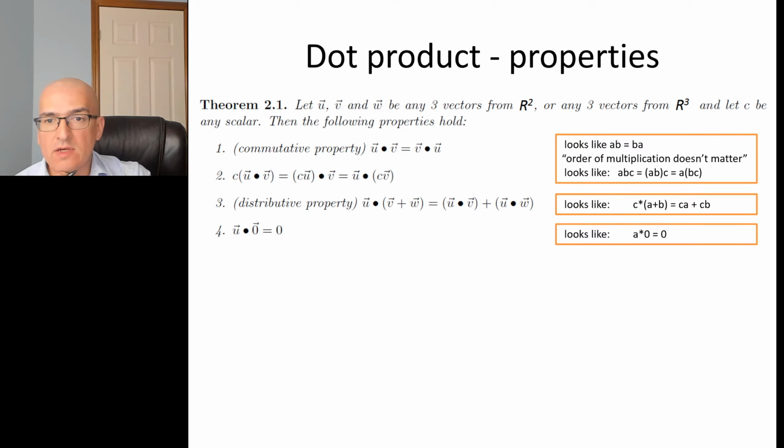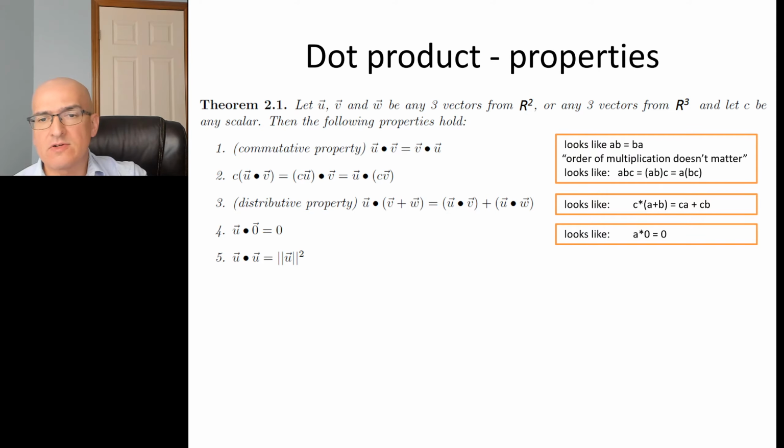Okay, next property. This one should be fairly obvious. If you do an experiment, u dot 0 is equal to 0 as long as that 0 vector has the same number of dimensions as u. By the way, if you ever take two vectors that don't have the same number of components and do the dot product, that operation is undefined. They have to have the same number of components. Same as vector addition.